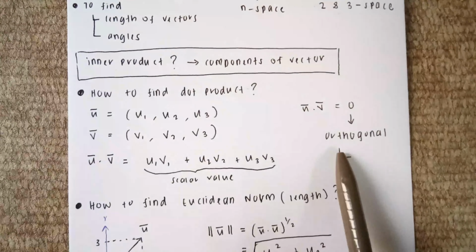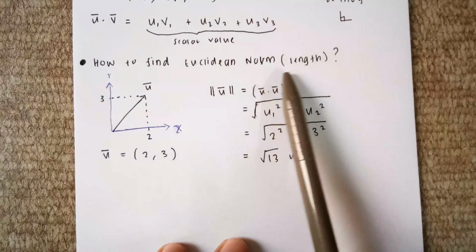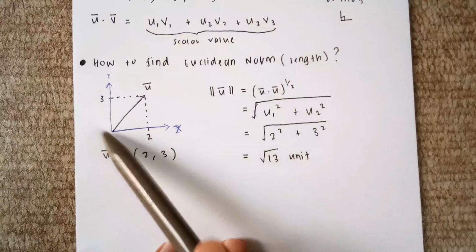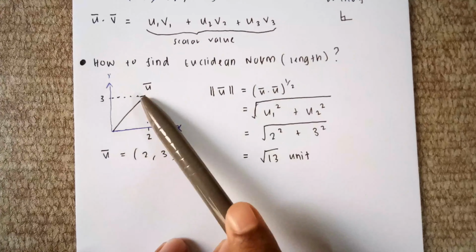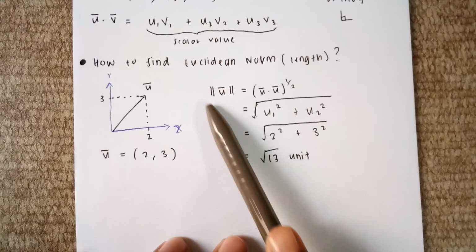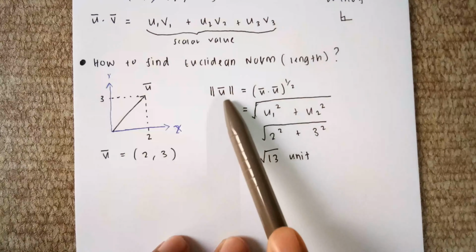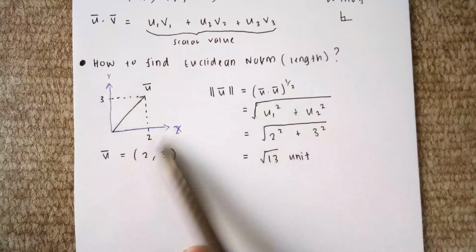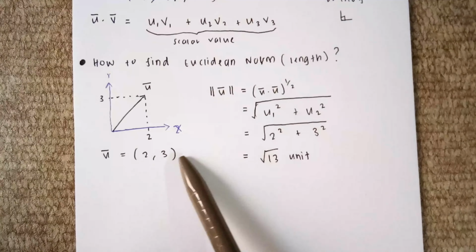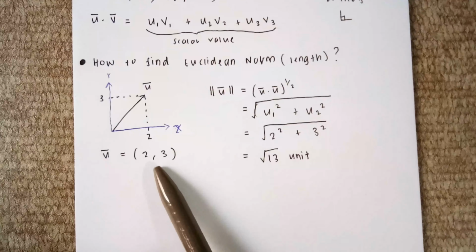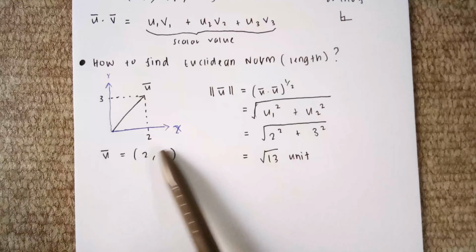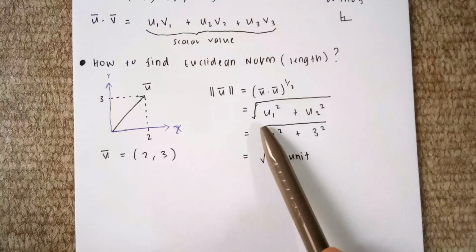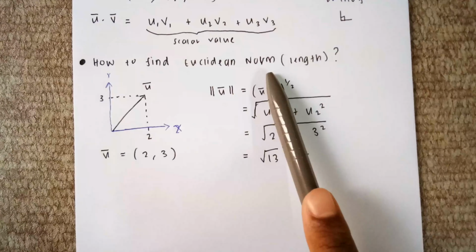Okay, the next part is how to find the Euclidean norm, or length. The Euclidean norm, also known as length, is the length from the origin to its point here. The Euclidean norm can also be denoted with this kind of symbol, which has two lines on either side of the vector. Here is an example: u bar equals 2 and 3. To find the Euclidean norm, we just need to do it like this: 2 to the power of 2, and 3 to the power of 2, and then we find the total and take the square root. With this we can find the Euclidean norm in units.